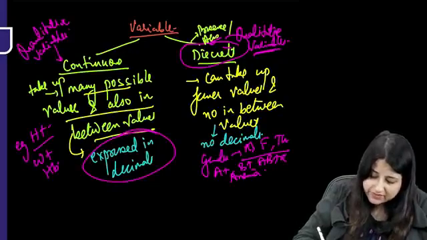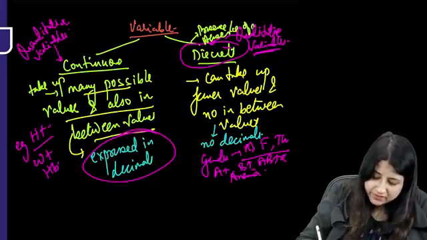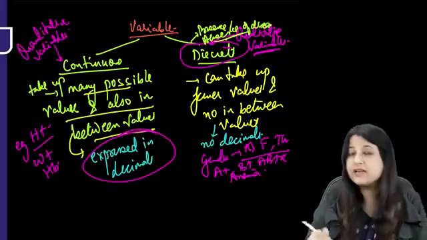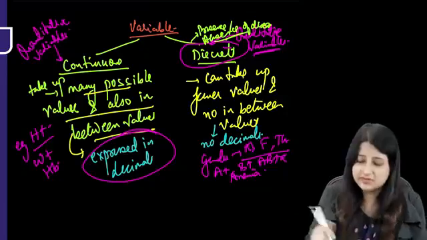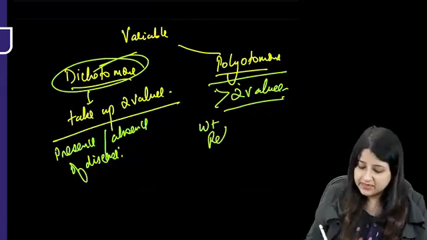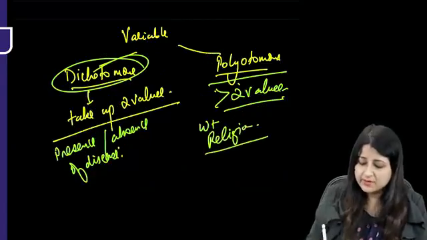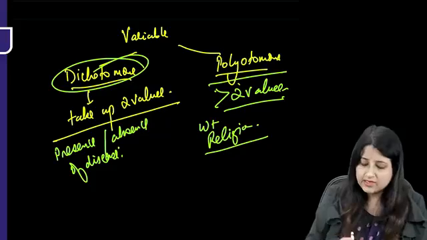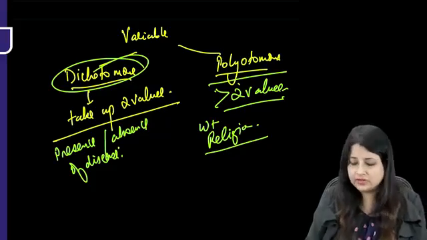So I'll just put it here for your reference also. Presence, absence of disease, right? This can take up just two values, right? It has only two values. Either you'll have the disease or you won't have the disease. All right. If I say religion could be Hindu, Muslim, Christian, Sikh, so many things. Okay. So quantitative, qualitative, both can fall in either of the groups.